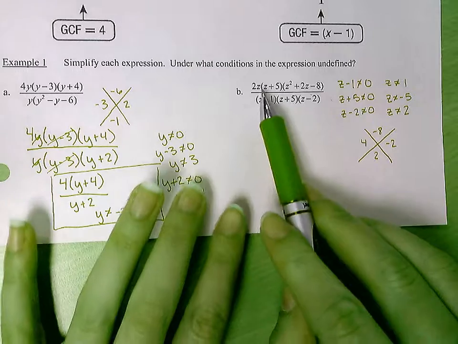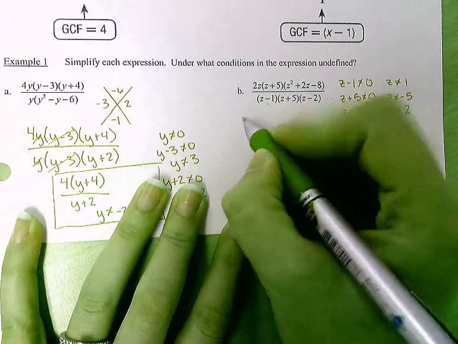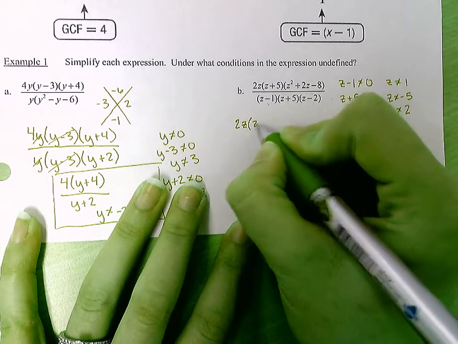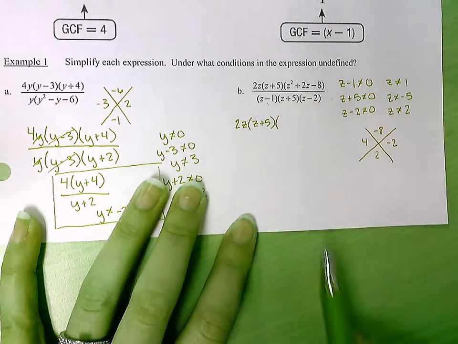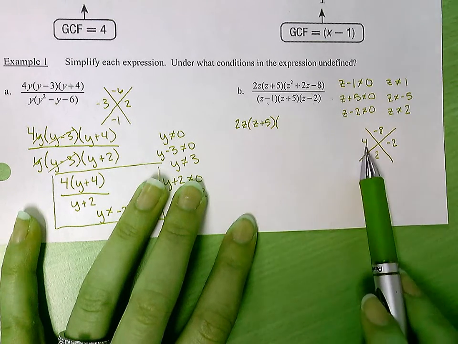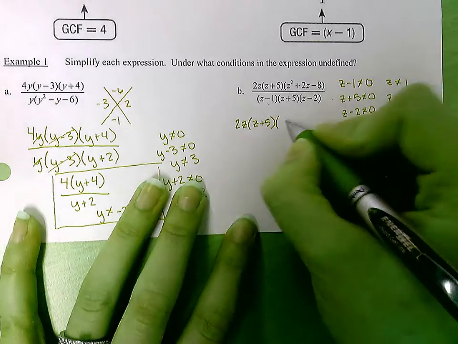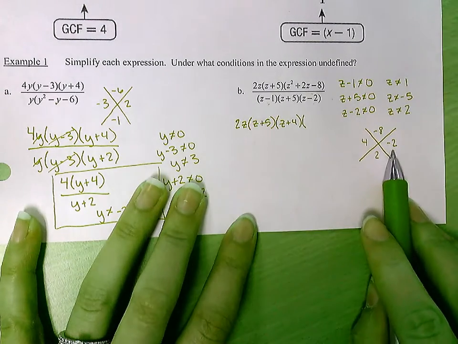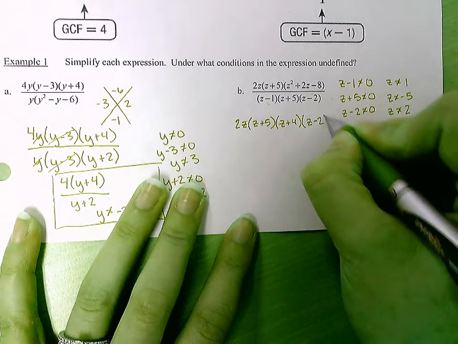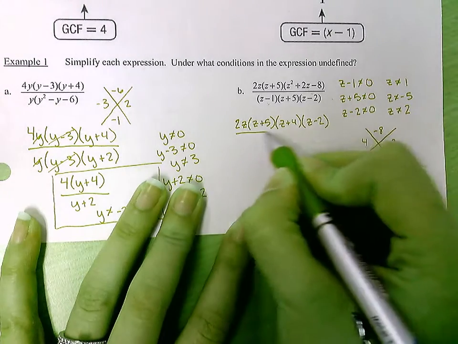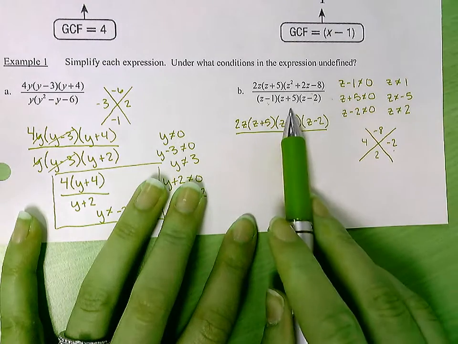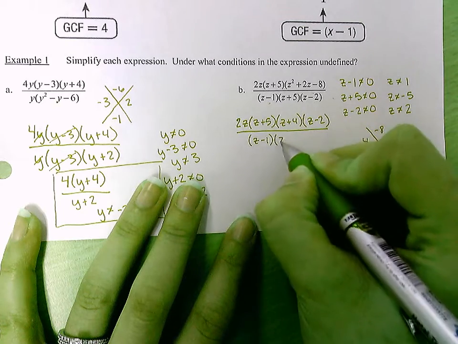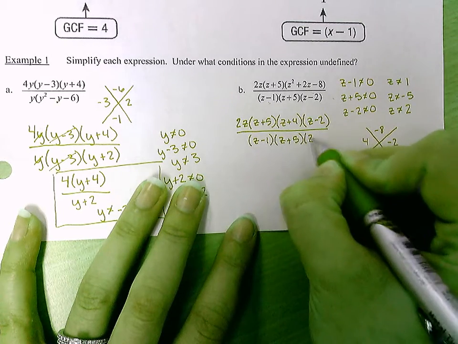Okay, so now I can rewrite that numerator. So we have 2z times z plus 5 times what I just factored. So I'll have z plus 4 times z minus 2. Okay, and that's over that denominator that was already factored for us. So we have z minus 1 times z plus 5 times z minus 2.